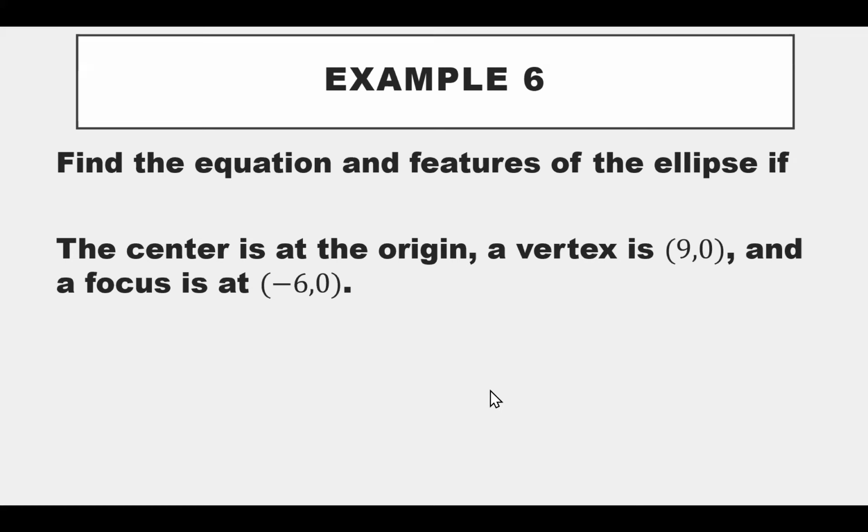Let's look at one more example like that. Here we're asked to find the equation and features of the ellipse if the center of the ellipse is at the origin, a vertex on the ellipse is at 9, 0, and a focus of the ellipse is at -6, 0. Go ahead and push pause on the video and try to find the features and the equation of this ellipse.